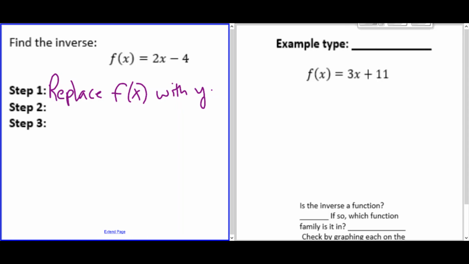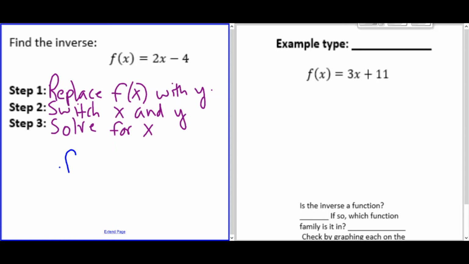Step 2, switch x and y. And now step 3, solve for x. So those are the 3 steps to finding an inverse. So this is doing it algebraically. So let me show you those 3 steps in action.